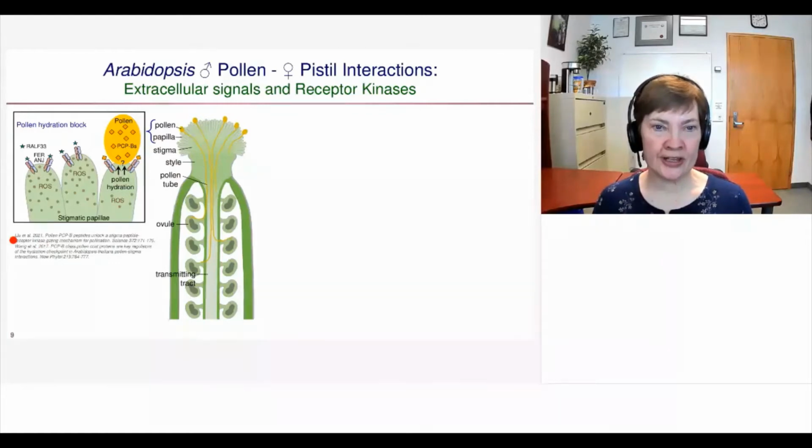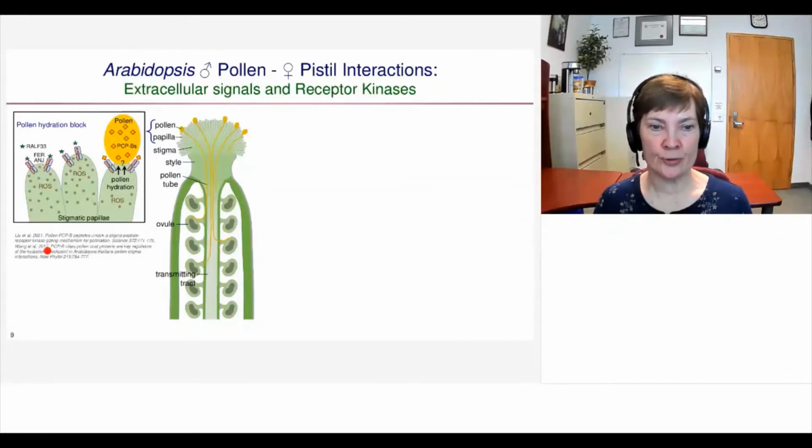Okay, so very recently, Liu et al. published a paper where they identified two receptor kinases, Feronia and Angia, which set up a negative regulatory loop to prevent pollen hydration. They're involved in an autocrine signaling pathway with the Ralph33 peptide, which results in the production of ROS. The authors showed that the ROS in these stigmatic papillae prevent pollen hydration. So in order for the compatible pollen grain to hydrate, it needs to overcome this ROS production. And what the authors found was that these PCBs were involved.